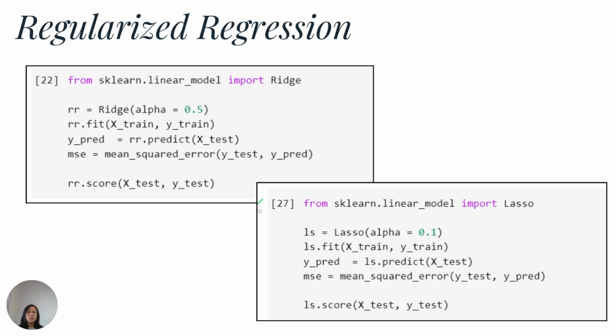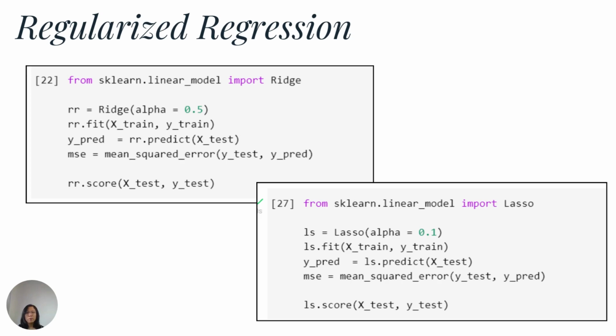So the steps stay the same. We first import the Ridge class, then we define a variable RR by declaring a new Ridge class. We have to give the value of alpha. Then we use fit to train the model using the training data, and then the y value can be predicted using the predict method by feeding the testing data.